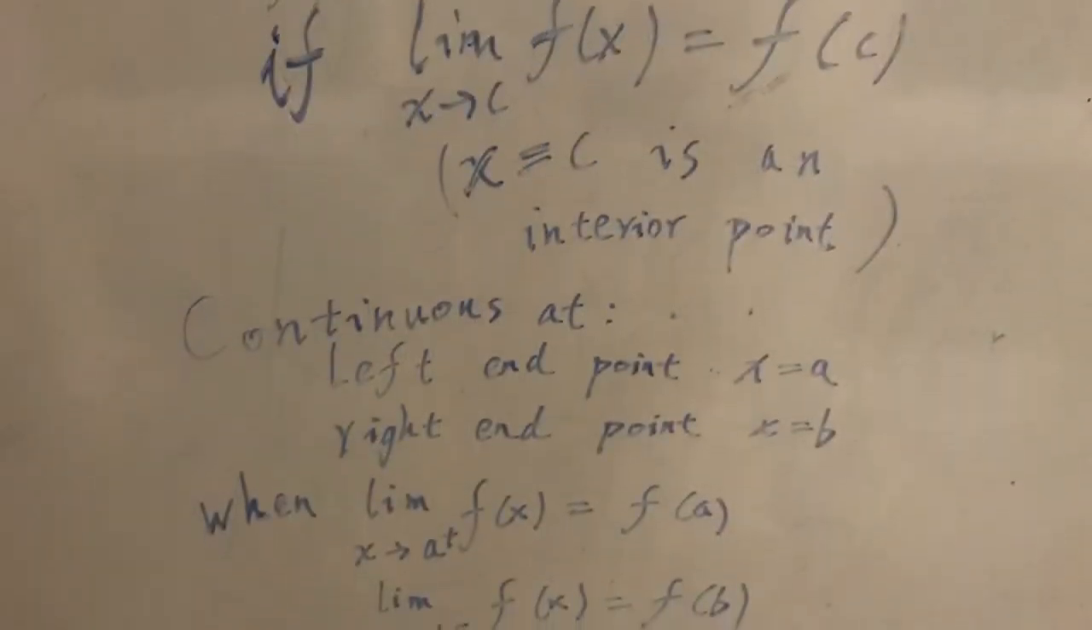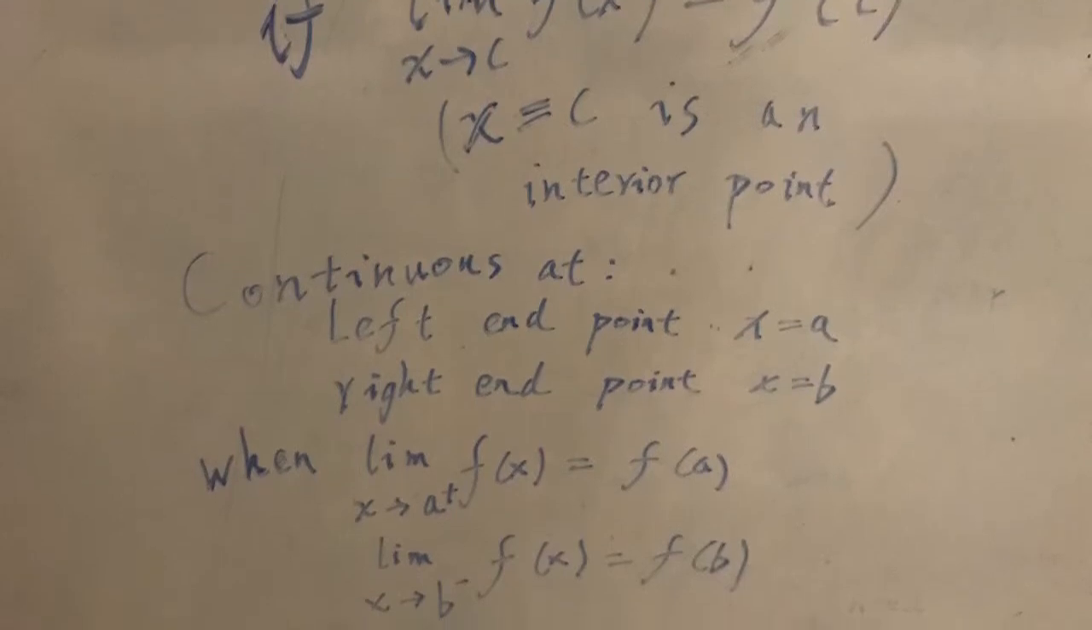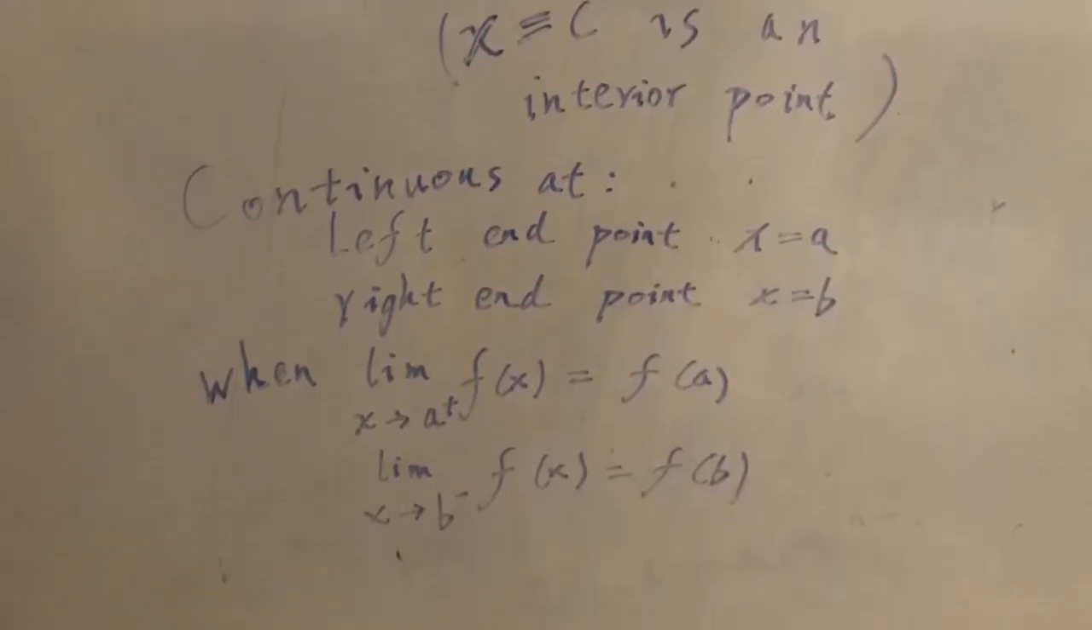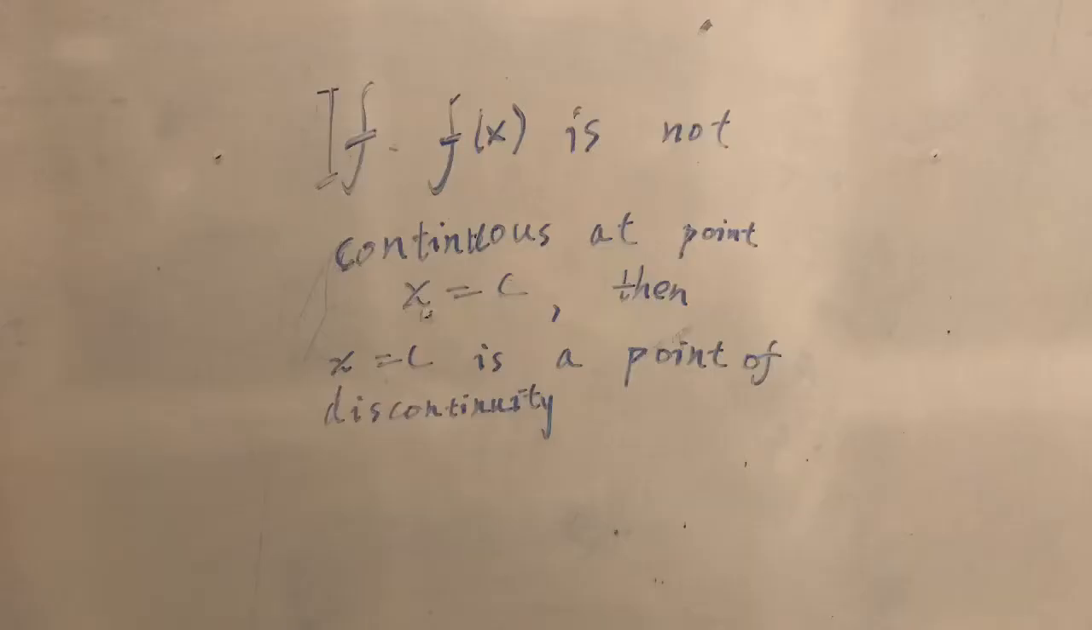You may take this time to take down this definition in your notebook. Remember to use the pause button. Now, if a point c does not meet these requirements, then the function is discontinuous at this point, and this point is the point of discontinuity.